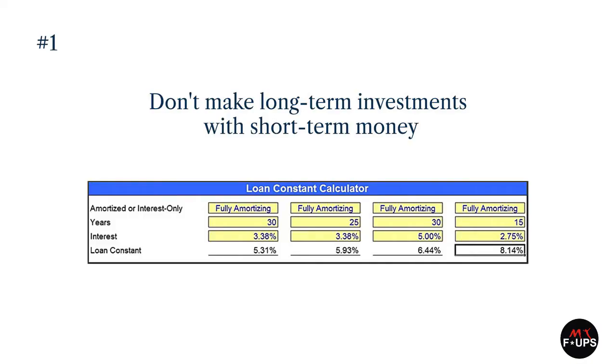First mistake, don't make long-term investments with short-term money. What most people are usually looking at when they look at debt financing is the interest rate, but nobody ever really talks about the loan constant. So when you look at here, the 2.75% interest rate is the lowest interest rate, but it's got the highest loan constant.